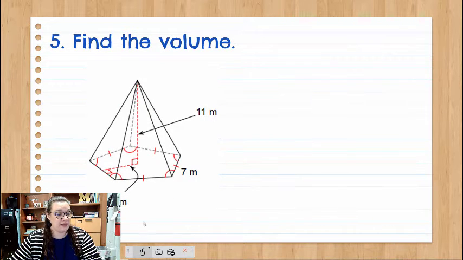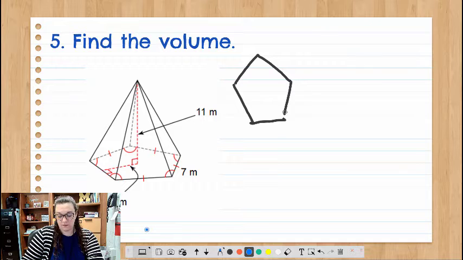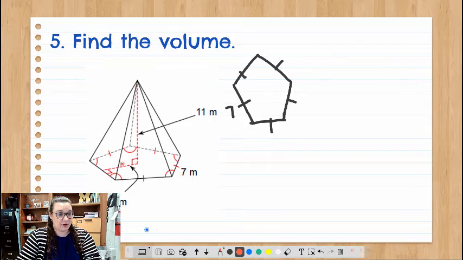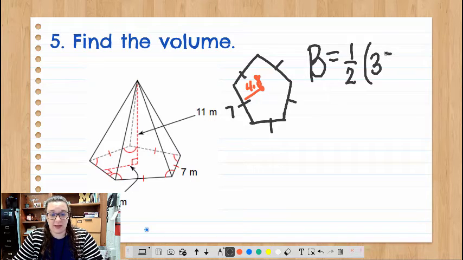This last one is a pentagonal pyramid. The base is a pentagon, and let's see if we can draw it out separately. So 1, 2, 3, 4, 5 sides, and I noticed they're all marked. It's a regular pentagon. Each of the sides are 7. It also shows me the apothem, from the center to the edge, so that distance is 4.8. All right, let's find the area of that piece. Area of a regular polygon is 1/2 times the perimeter, which there's 5 sides and they're each 7, so that'd be 35, times the apothem, 4.8.